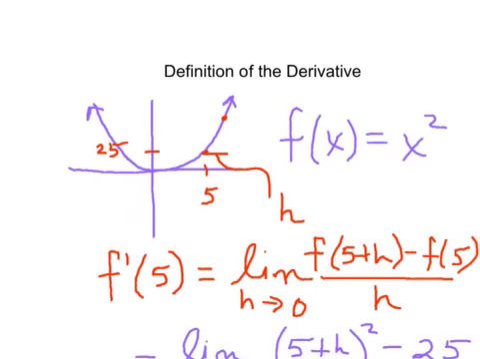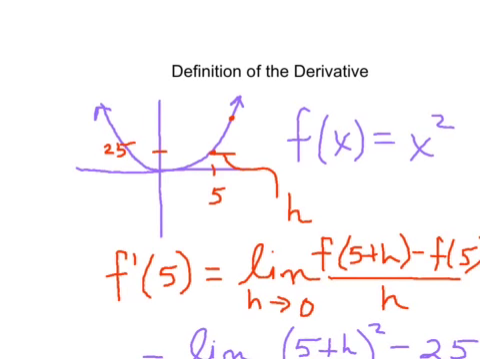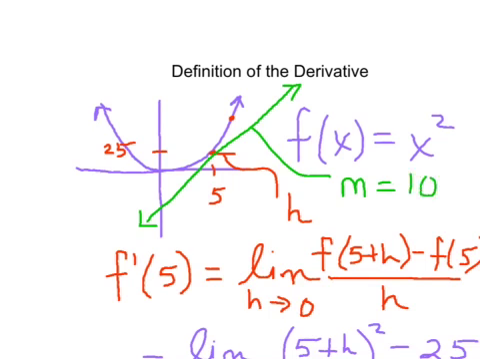So I'm going to get my picture back on the screen, and I'm going to pull out a new color. And the function right here, right at x equals 5, if we were to zoom in a lot, it would look like a line. And the line it would look like would resemble something like this. It's not a very straight line, but I think you get the idea. And the slope of that line is 10. And that line is called the tangent line.